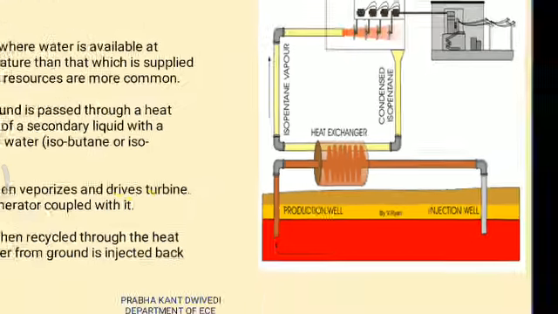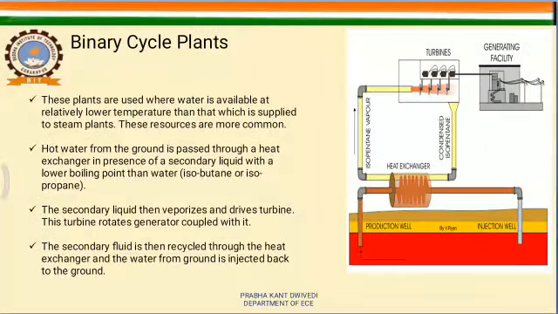The remaining is simple. The vapor then runs the turbine and returns back to the heat exchanger, so that the same liquid can be used again and again in this system. The secondary fluid is recycled through the heat exchanger, and the water from the ground is injected back into the ground.